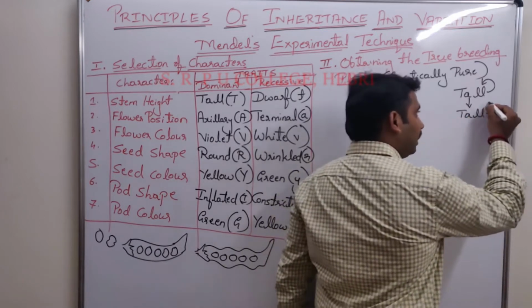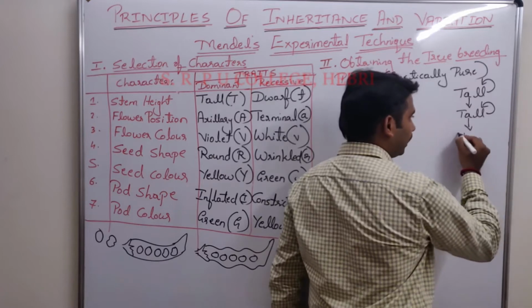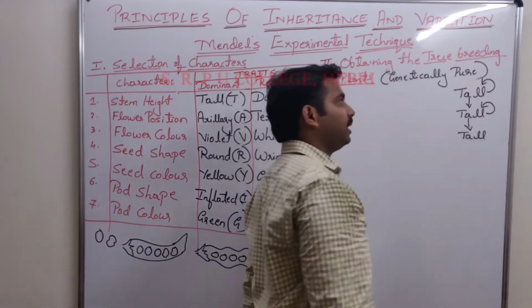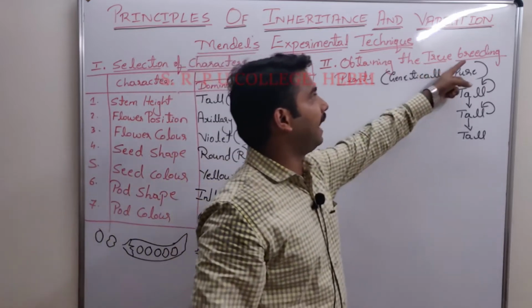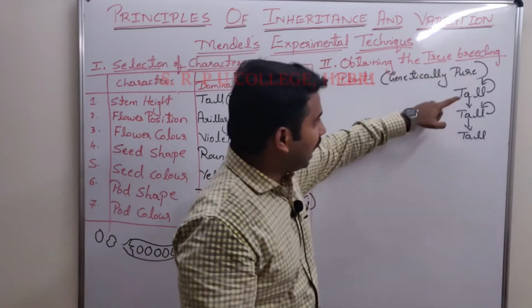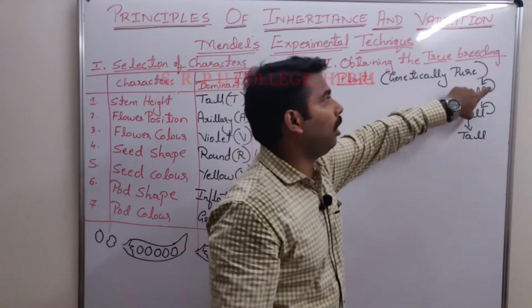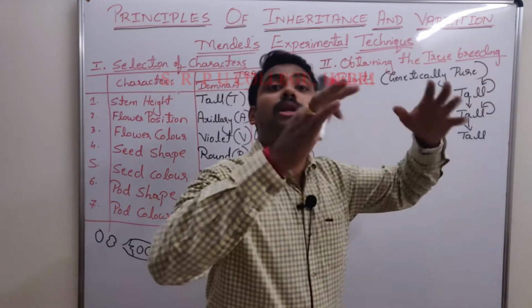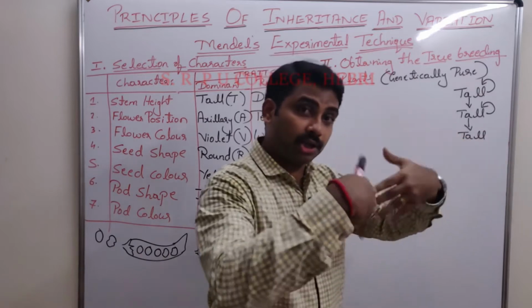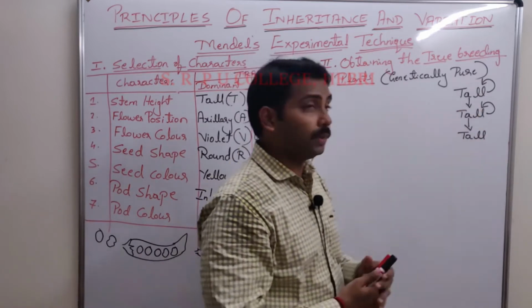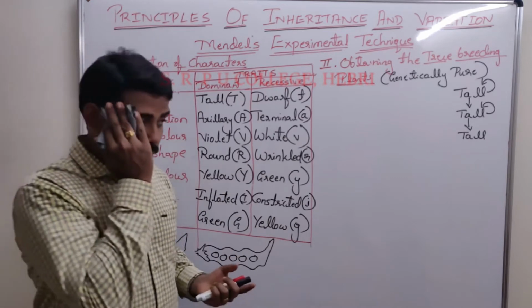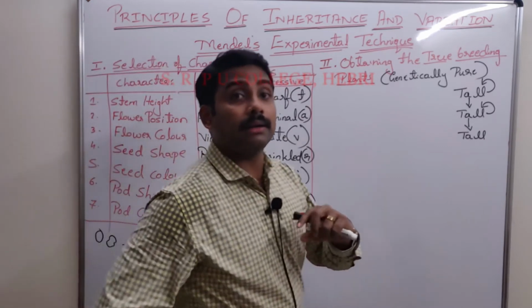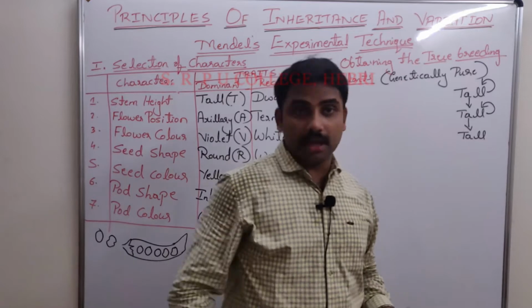Now, when these are self-pollinated, again their next generation is what? Tall. So, what do you mean by true breeding plant? A plant upon undergoing continuous what? Cross-pollination or self-pollination? Continuous self-pollination will show stable trait inheritance.